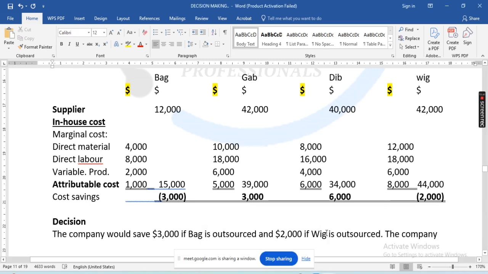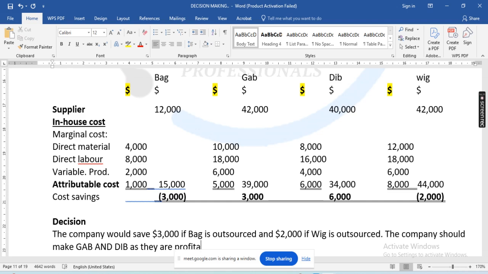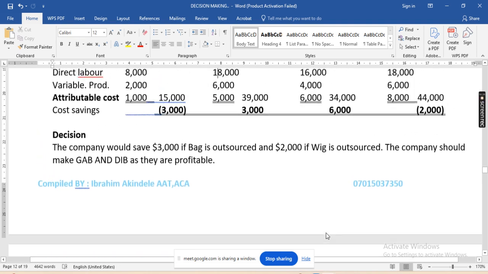The other one is the company should make, gab and dip, right? Gab and dip, as they are profitable. Class, do we understand this decision?